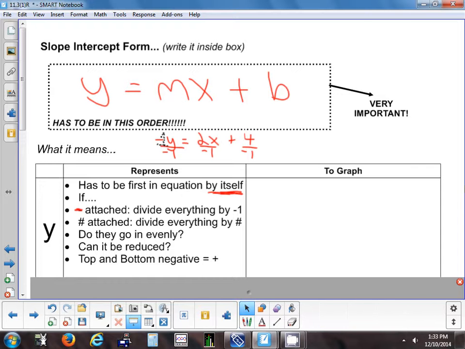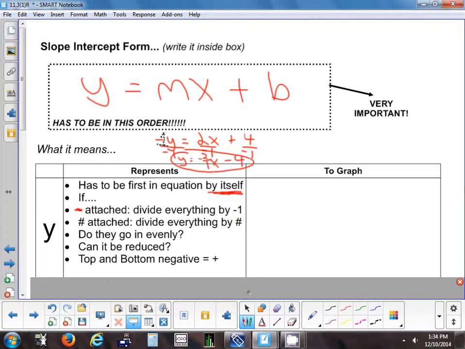So to get rid of something attached by multiplication, I have to do division. That will give me the positive y that I want. y equals -2 over 1x minus 4. There's my equation right there, if I had a -y attached.